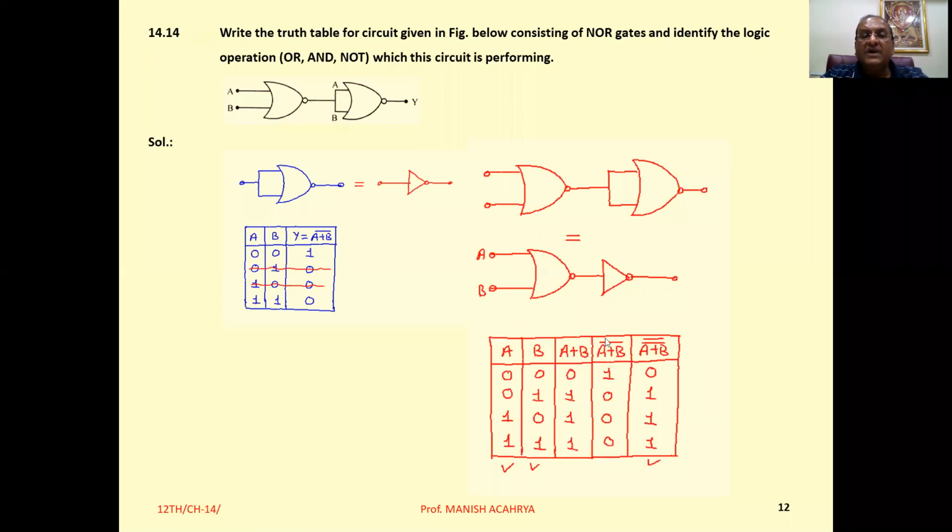Now this particular output of the NOR gate is the input of the NOT. So NOT is an inverter: 1 to 0, 0 to 1, 0 to 1, 0 to 1. It implies that resultantly inputs 0, 0, output 0; 0, 1, output 1; 1, 0, output 1; 1, 1, output 1. It implies that this particular given circuit behaves as an OR gate. Clear?